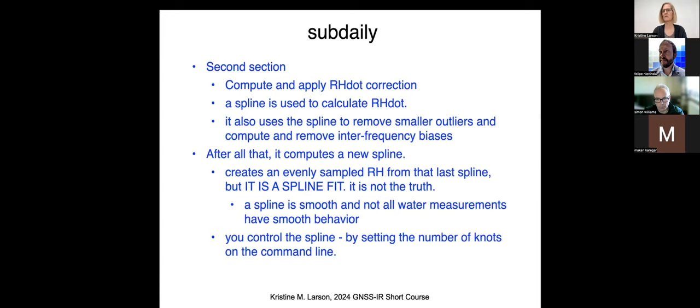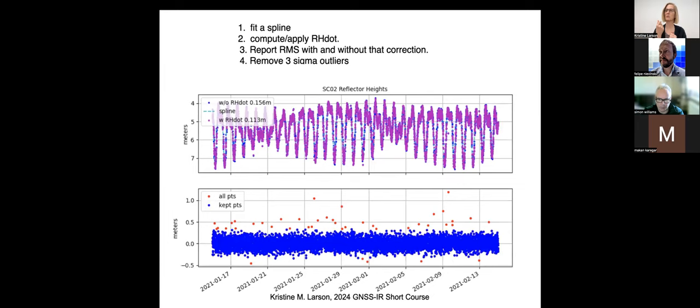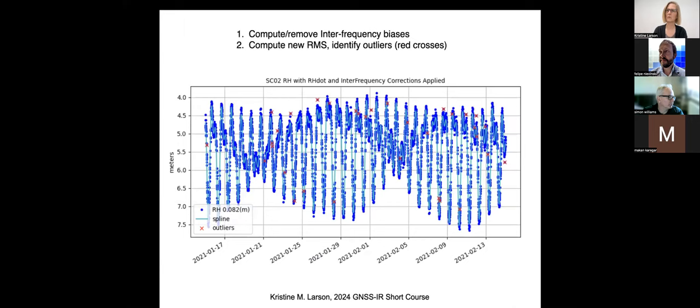spline. So we're now in part two. We've removed the outliers. The first thing it's going to do is fit a spline so it can calculate RH dot. And you can see, sorry, what it says here. If I'd done nothing, the RMS to the spline was 15 centimeters. When I correct for RH dot, it goes down to 11.3 centimeters. And then when I remove the interfrequency biases, it's down to 8.2. Okay, so it started at like 15 something, then it was 11 something, now it's down to 8. All right.